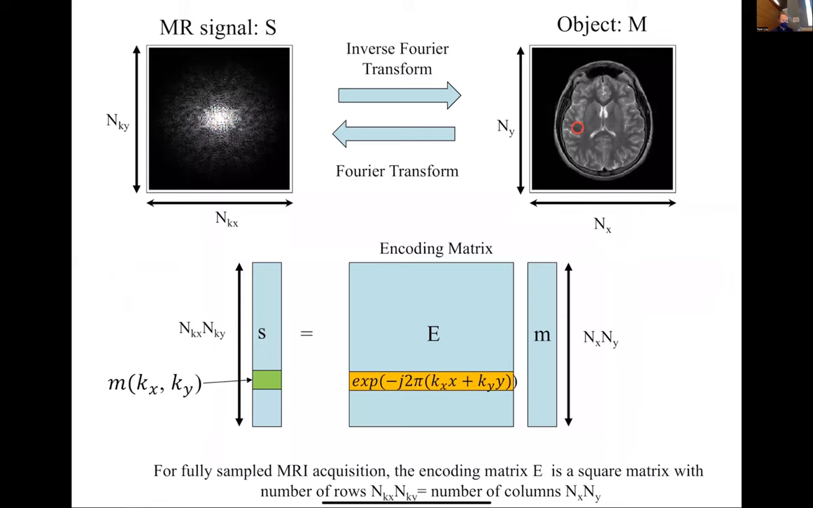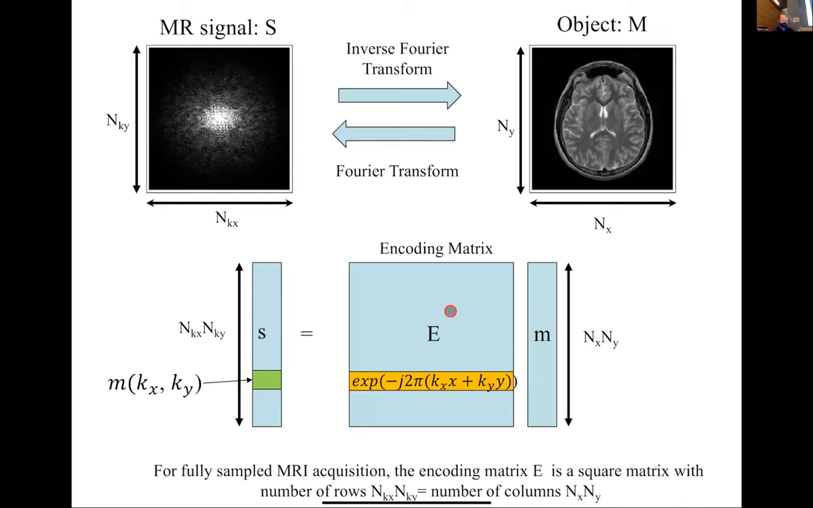This is just another view of that. If I have an NX by NY object, I'm going to have NX times NY terms in my object vector. Then I have NKX times NKY terms in my Fourier transform. In this encoding matrix, each row is just that Fourier transform term, e to the minus j 2 pi (kx x plus ky y). We take each row and multiply by the object, so if I take this row at kx, ky and multiply by my object, that's just the Fourier transform at kx, ky. Remember, when you multiply matrices, you go row by column and work down the rows.